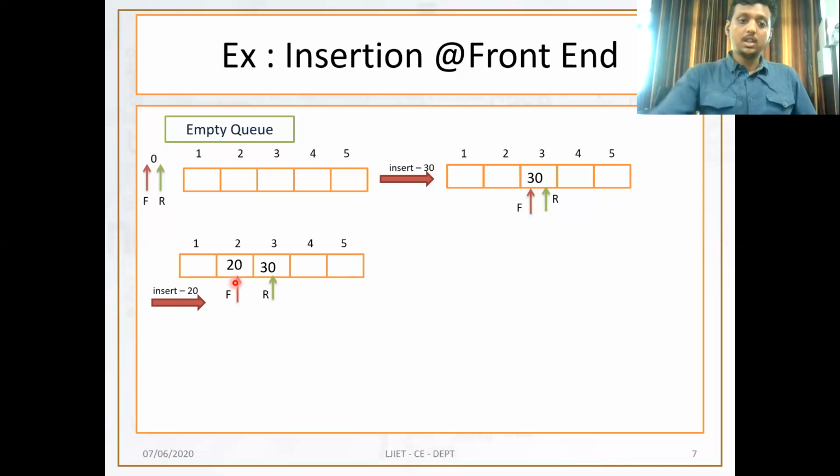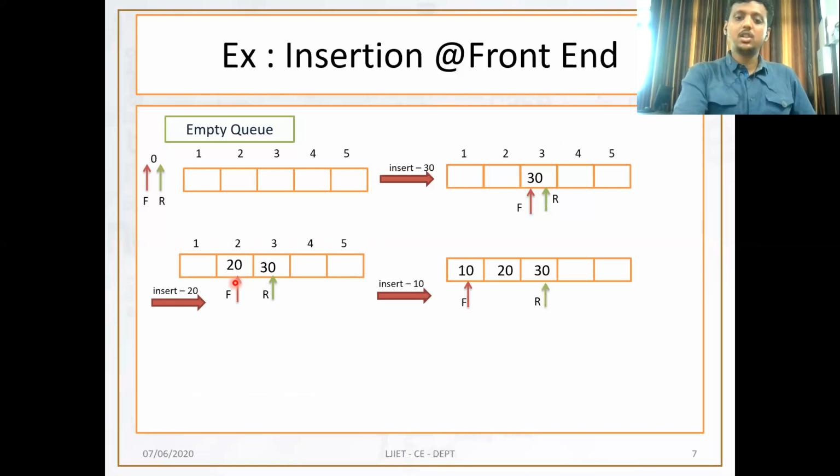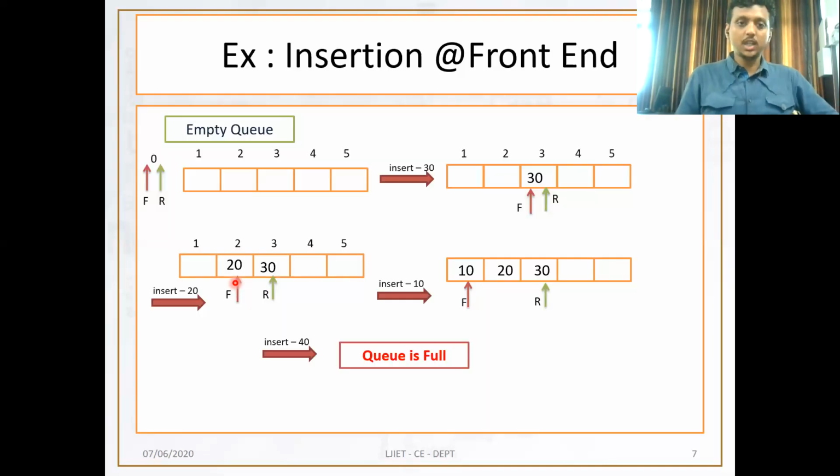Now the next is insert 10. So again you need to decrement the front pointer, and insertion of 10 will occur. Now again if I want to insert something, can I insert over here? No, because the front pointer is pointing to the first position. In a DEQUE, when you are inserting elements at the front end, the queue becomes overflow if your front pointer is pointing to the first position. So here the queue is full. You cannot insert anything.